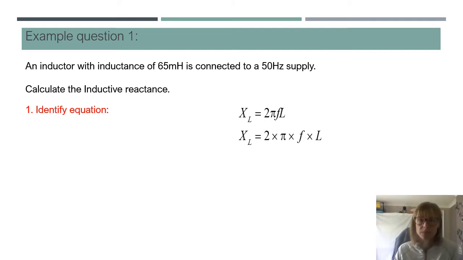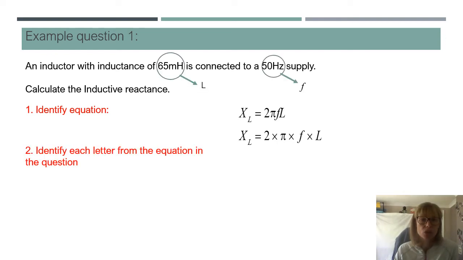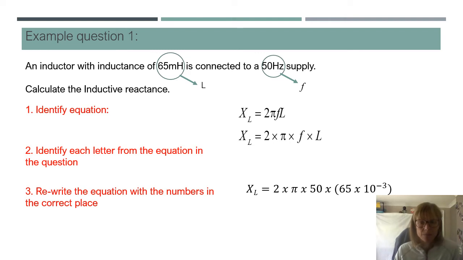Here we go. XL is 2 pi FL. Step 2, identify each letter from the equation in the question. If you need to, do what I've done: draw a circle and write the letter so it's clear in your mind which number goes where in your equation. Step 3, rewrite the equation with the numbers in the correct place.